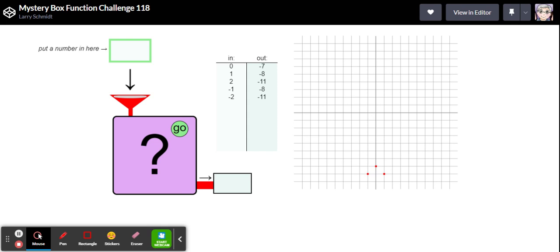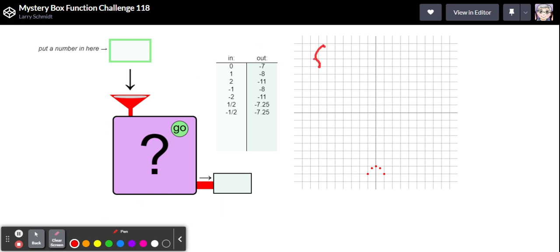I'm going to put in 1/2 and -1/2. So 1/2 gives us -7.25, and -1/2 also gives us -7.25. So there, now you can see this beautiful curve of the parabola. So we've got a downward facing parabola. What that means is that you're going to have a negative sign in front of the function.